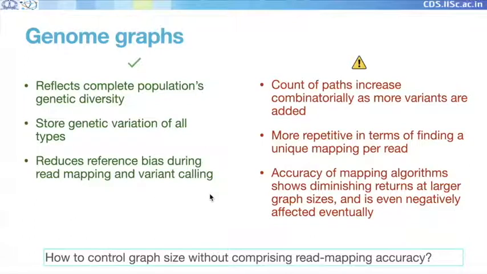However, a complex graph structure containing a complete set of variation has some drawbacks as well. Unfortunately, the count of paths in a graph increases combinatorially as more variants are added. So the key question addressed in this study is: how do we control the graph size without compromising read mapping accuracy?